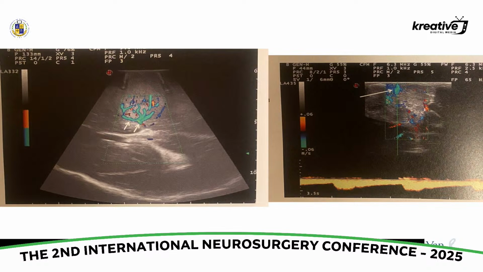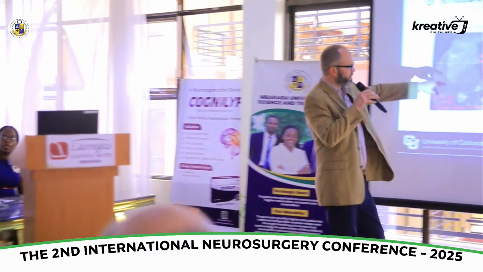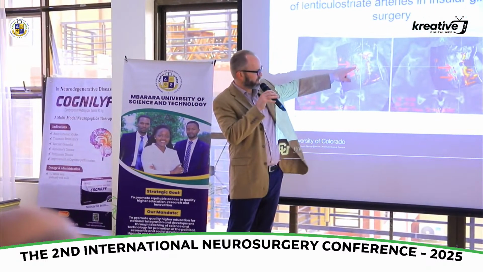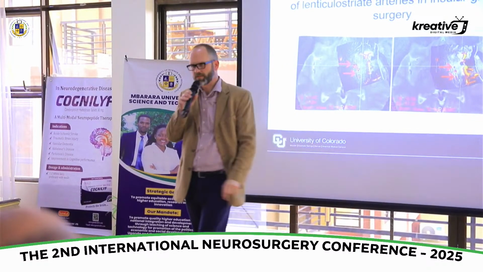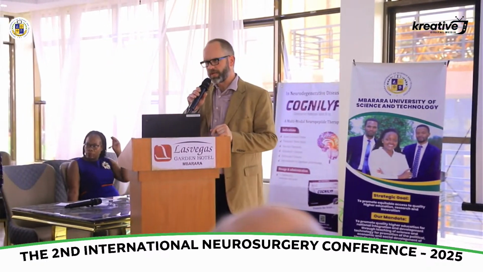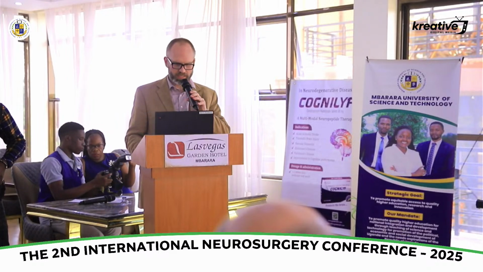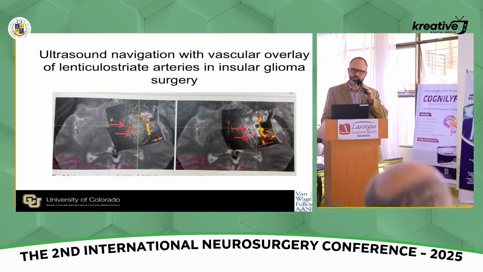This is just an example of an infant Doppler study on ultrasound, and you can see the lenticulostriate arteries, but don't think that you can't see them in adults as well. Once you learn Doppler well, you can see the lenticulostriates quite well. This is power Doppler, so with color Doppler you can't always see them, but with power Doppler you can typically see the lenticulostriates, which helps prevent injury to the internal capsule and hemiparesis, especially if you're in the insula.